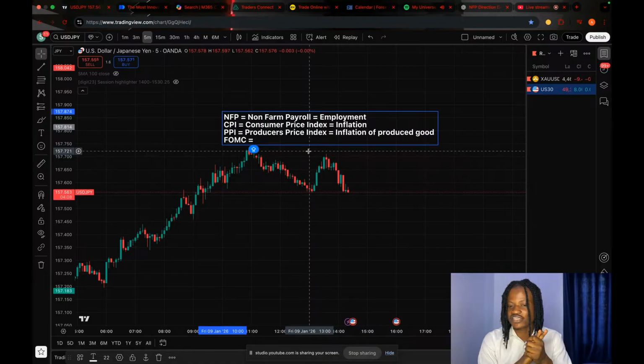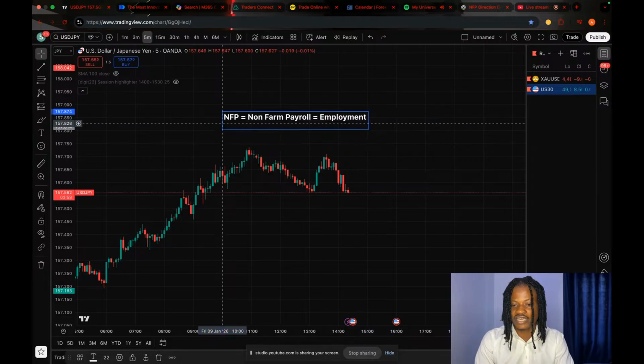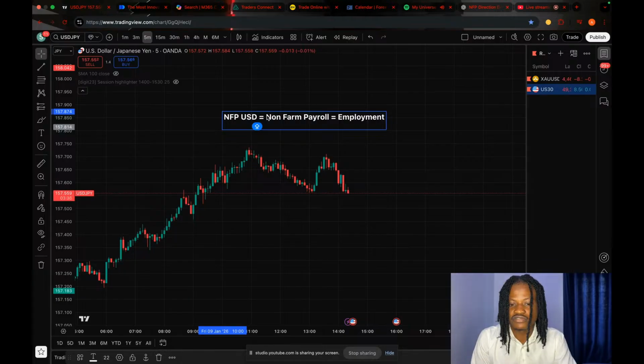So today's news that is coming out is the NFP, which is basically non-farm payroll. It's talking about the rate of employment in a particular country, and this NFP is for the US dollar. Other countries have their own employment data, but the US dollar is what people mostly focus on because the US is the world power, so every other thing is China, it's fake, you know. So that's why we all usually focus on NFP.